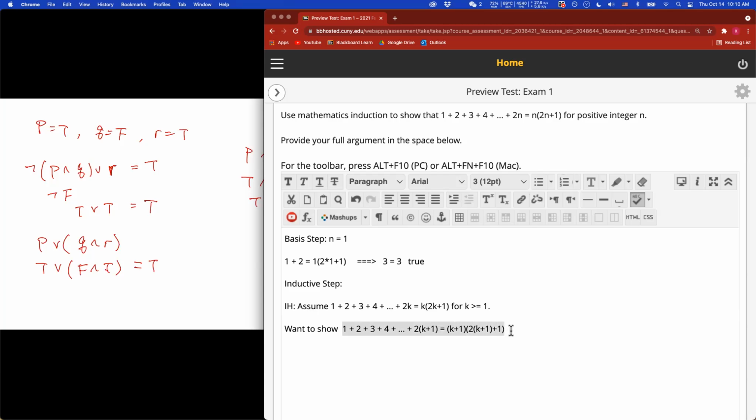Now, if you look at it here, this is what you're trying to prove. If you get the last term, 2 times k plus 1, you can simplify it to 2k plus 2. And then on the right-hand side, you have 2k plus 2 plus 1, so you have 2k plus 3.